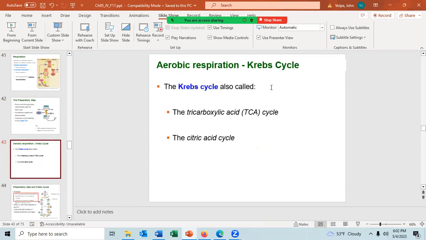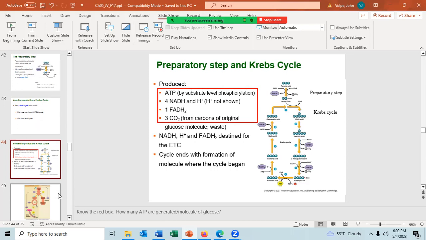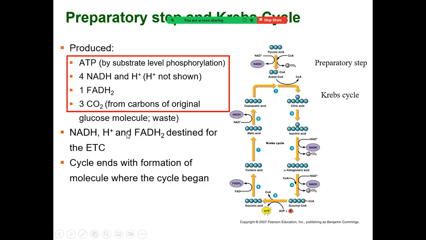The Krebs cycle does have a number of other names. It's called Krebs cycle after the doctor who discovered it, Dr. Krebs. It's also called the tricarboxylic acid cycle because it has a bunch of tricarboxylic acids in it. It's also called the citric acid cycle because that's the first tricarboxylic acid in the cycle. So it has a bunch of names, and sometimes it's called TCA for an abbreviation. I'm generally going to just call it the Krebs cycle, and your textbook author generally calls it the Krebs cycle also. So there's the preparatory step being shown here.